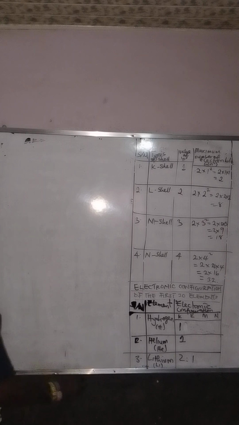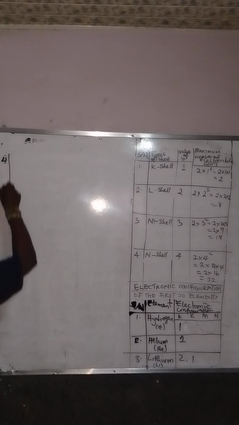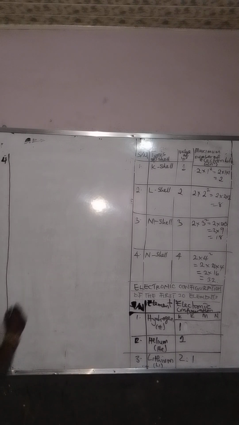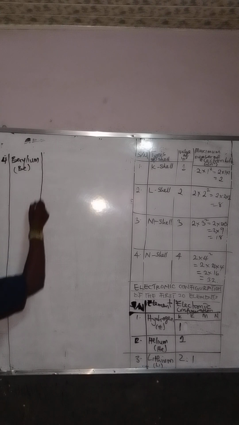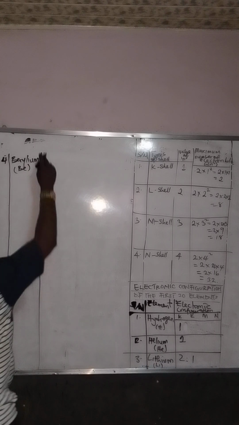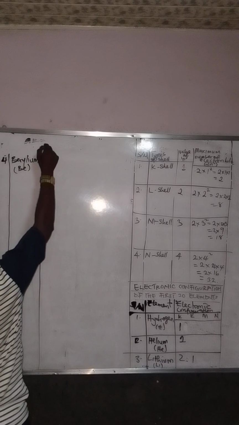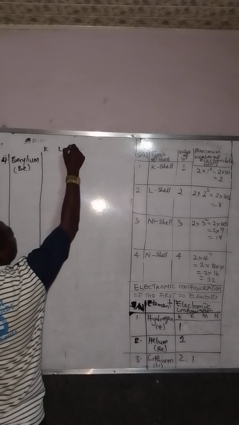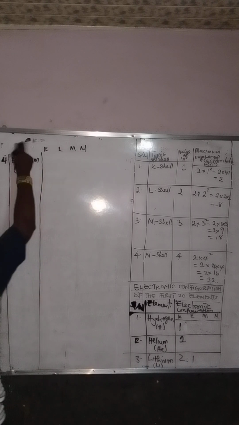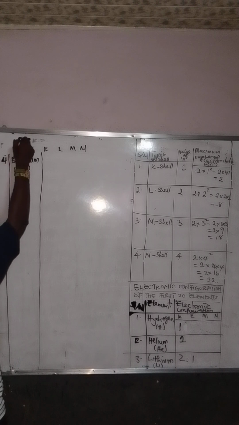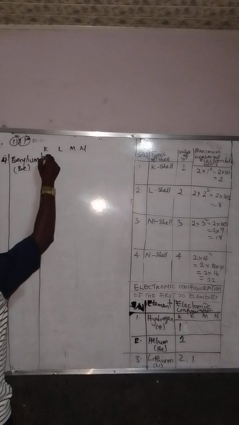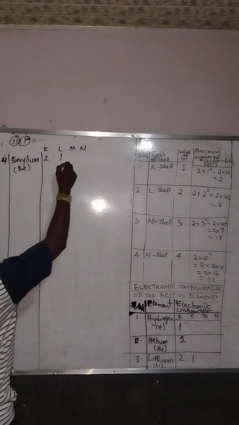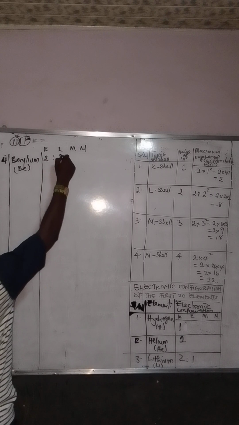Now, number 4. Number 4 is beryllium, Be. Now the configuration, don't forget we have K, L, M, and N. Beryllium has 4 electrons. 1, 2, 3, 4. Take 2 inside K. The remaining 2 put inside what? L. Configuration is 2 to what? To 2. You have it there.